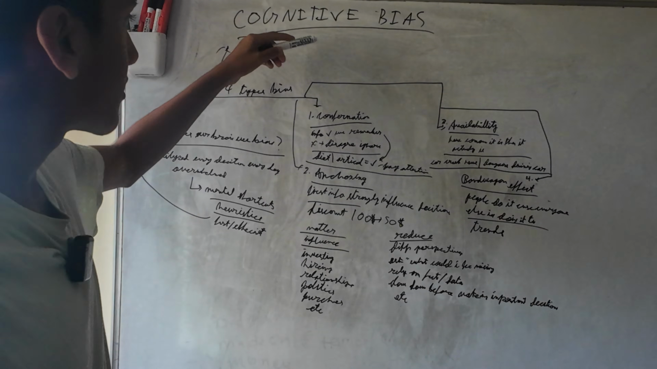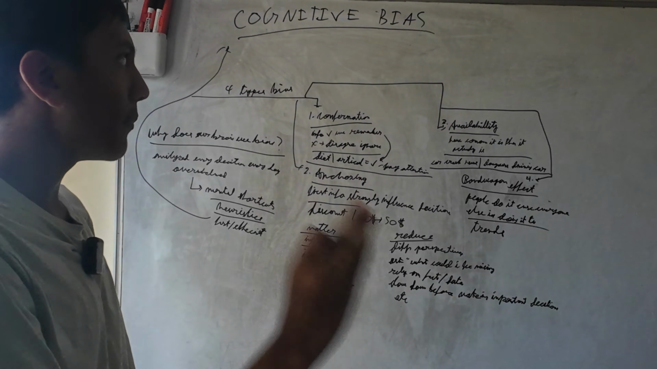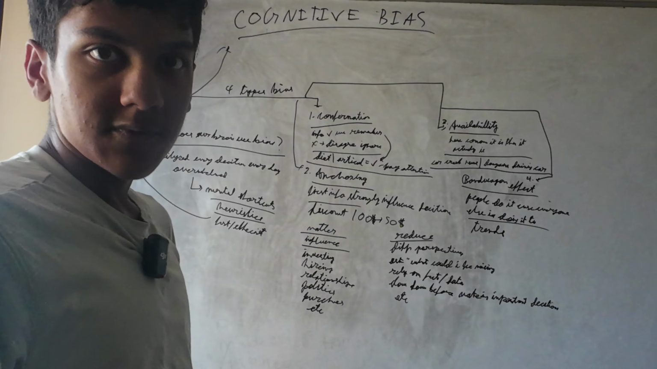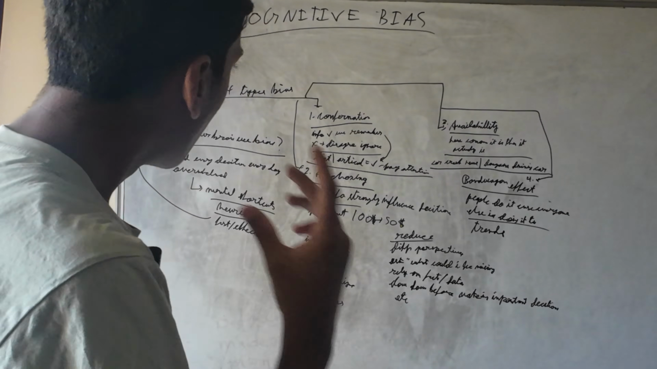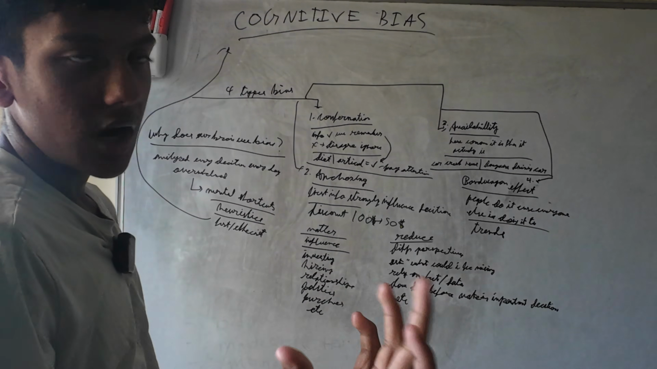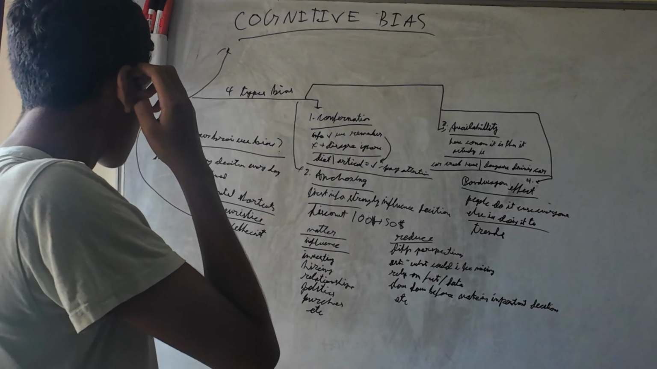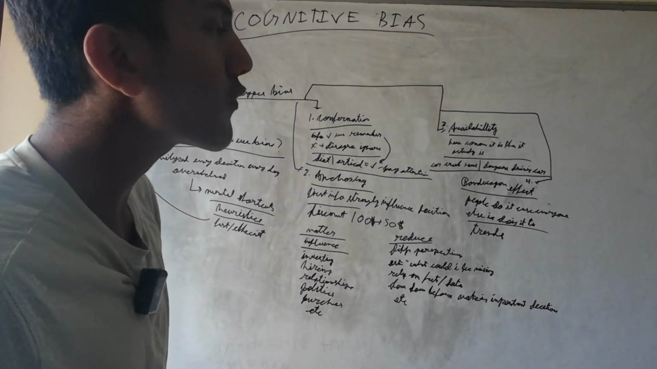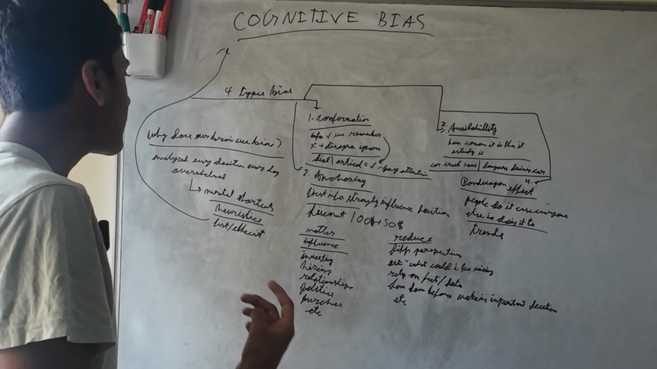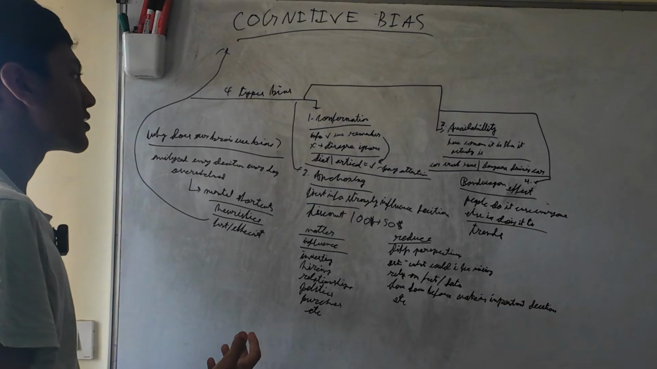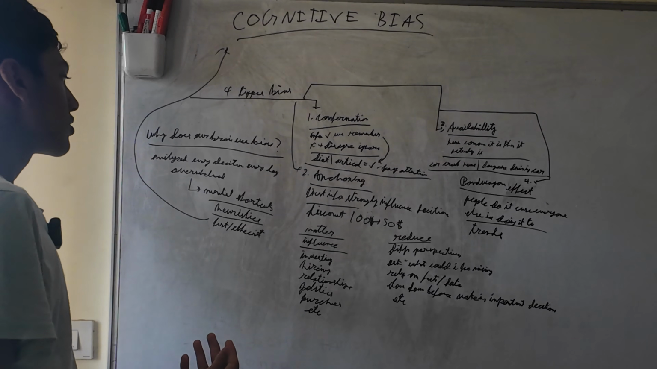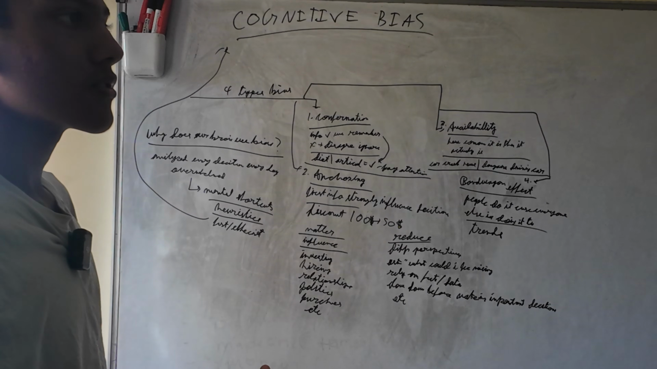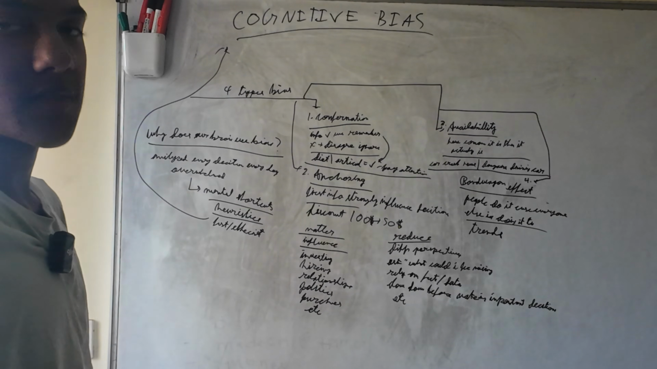Talking about cognitive bias. Now, in today's video we are going to be talking about what exactly cognitive bias is. So in order to understand what cognitive bias even really is, we first have to understand why our brain uses bias.